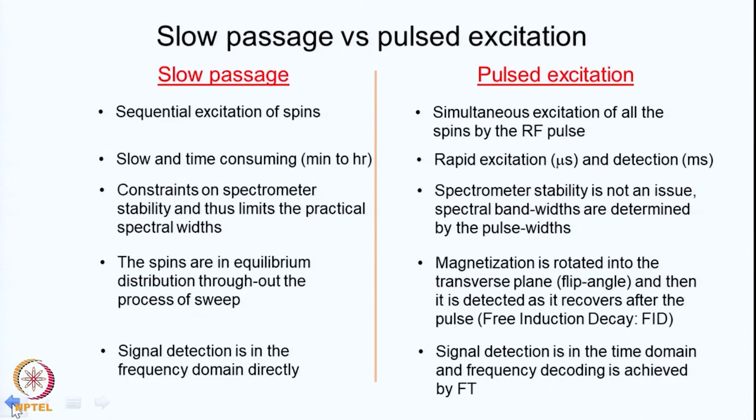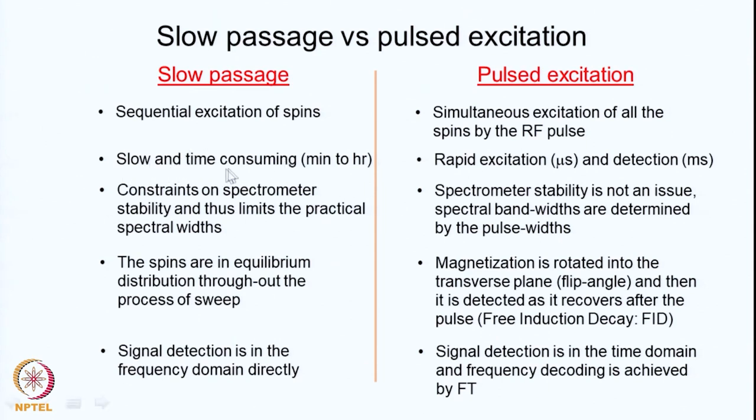We do a sequential excitation of the individual spins. Sequential excitation of spins is what is done in the slow passage experiment, whereas in the pulsed excitation, we apply an RF pulse. The RF is applied for a short period of time, and the response is the generation of a larger number of frequencies, and therefore we have a simultaneous excitation of all the spins by the RF pulse. The RF pulse is applied for a short time tau, and we also saw the response, which is a kind of sinc function, and a certain bandwidth is excited by the RF pulse.